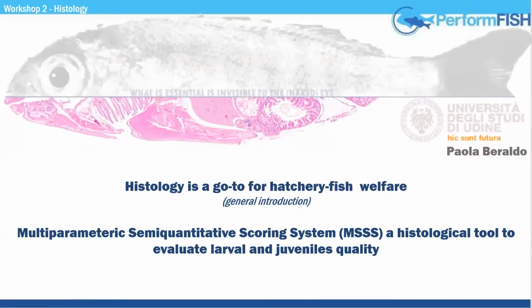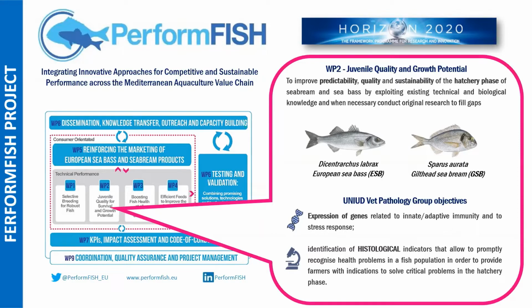aimed at improving predictability, quality and sustainability of the hatchery phase of the two target species, gilthead sea bream and European sea bass. In particular, we were carrying out two research lines. The first was the evaluation of the expression of genes related to innate and adaptive immunity and stress response. And the second was the topic of my presentation today, the detection of histological larval and juvenile quality indicators or hallmarks.